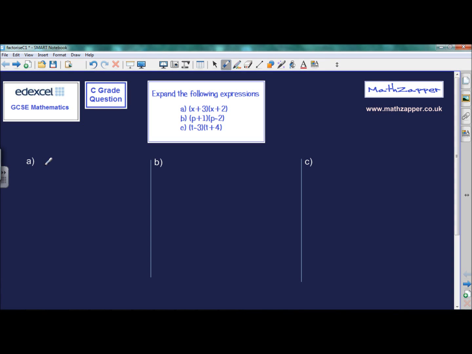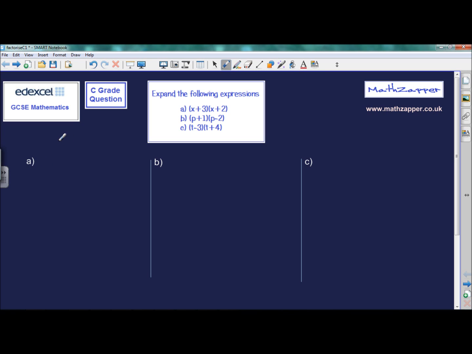Edexcel GCSE Mathematics C grade question. Expand the following expressions: x plus 3 all multiplied by x plus 2, p plus 1 all multiplied by p minus 2, and t minus 3 all multiplied by t plus 4.